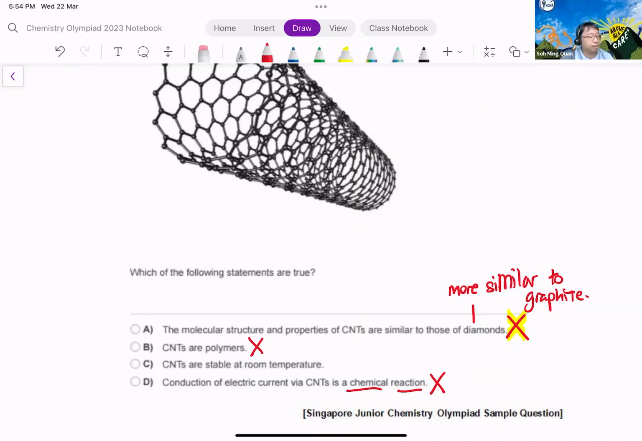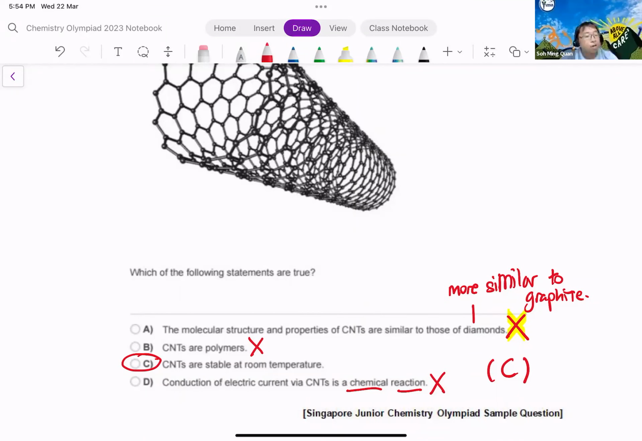So similarly, carbon nanotubes don't change chemically. It's still carbon nanotubes before it conducts and after it conducts electricity. So the answer is C. CNTs are stable at room temperature. In fact, CNTs, carbon nanotubes, are widely used today.